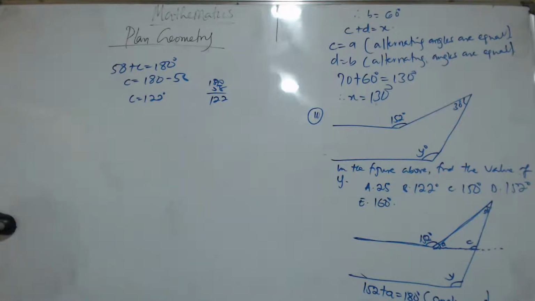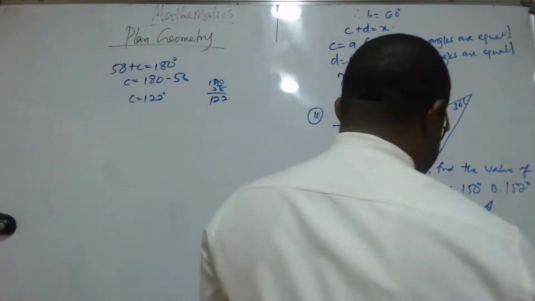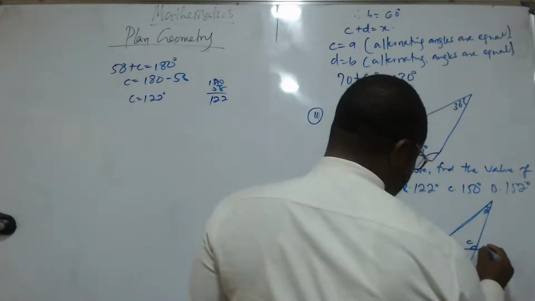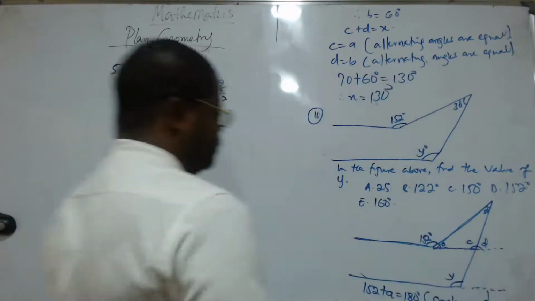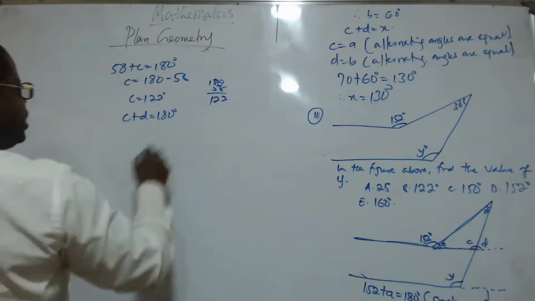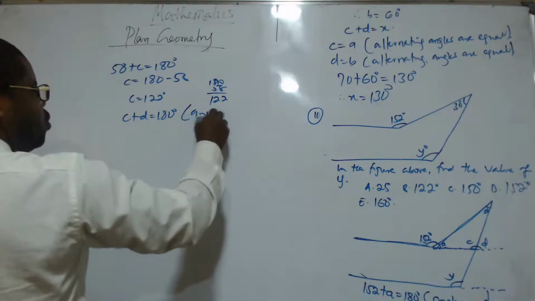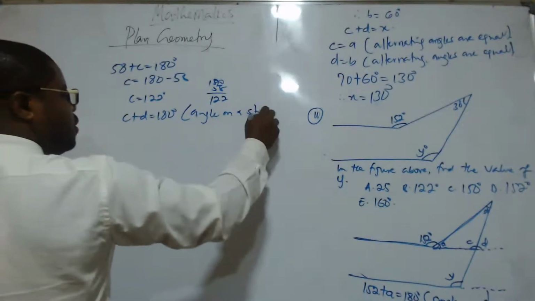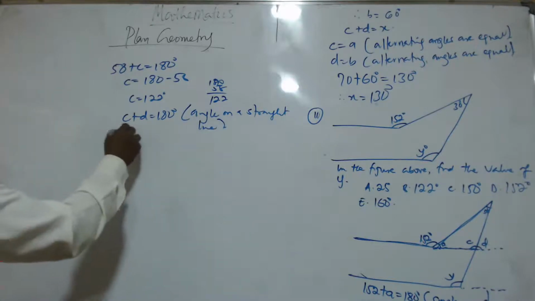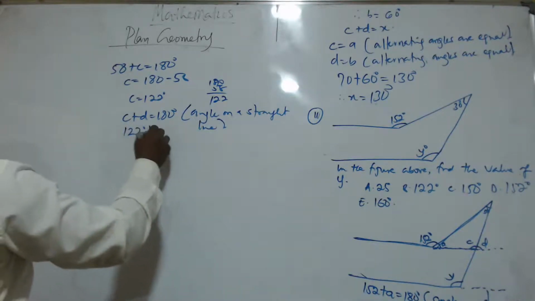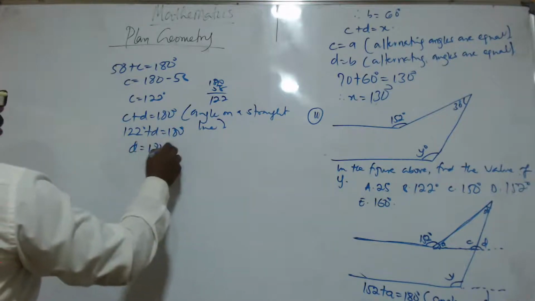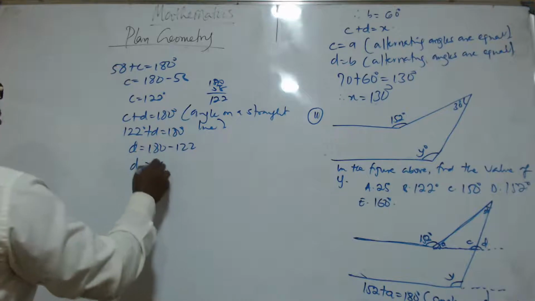Okay? So if C is 122 degrees, what will be D? So I have C plus D equals 180. Angle on a straight line. My C is 122 plus D equals 180. So D now becomes 180 minus 122.